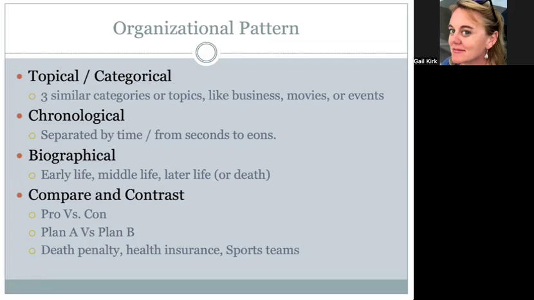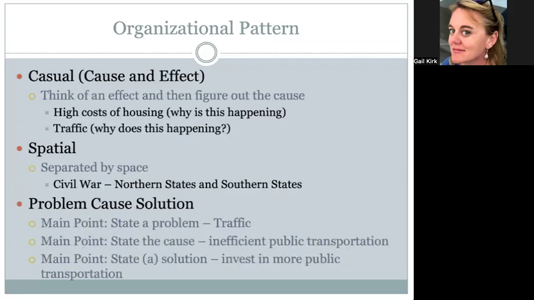Compare and contrast. You are just doing a pro versus con, a plan A versus plan B. Could be something like death penalty. You're for it, you're against it. Could be like health insurance. Should we go Medicare for all or should we continue with private health care? Could be like a sports team. Let's talk about the Dodgers and the Giants. Just that simple.